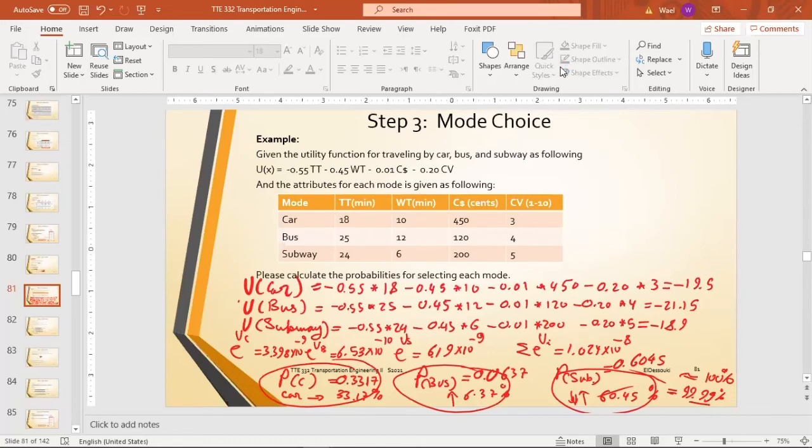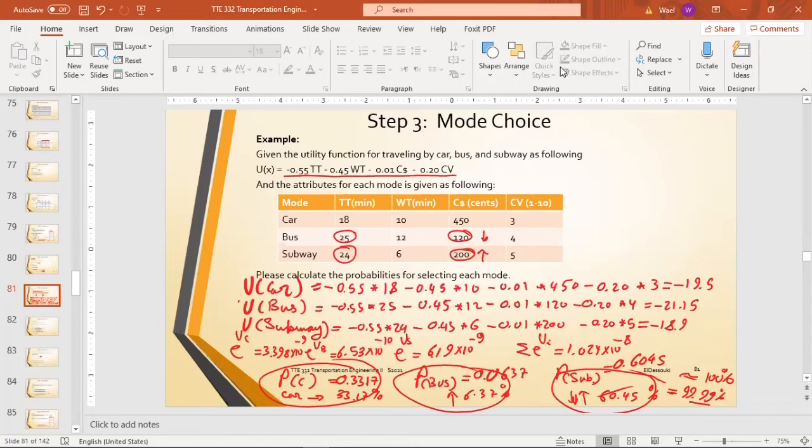We use this utility function to modify this distribution. So in other words, for the subway, we might increase this cost. This way, people will be less attracted to the subway, so this might go up and this might go down. However, the travel time is hard to change.